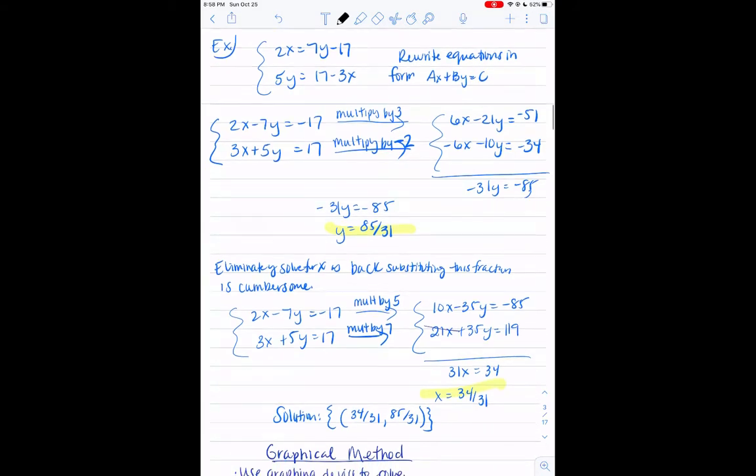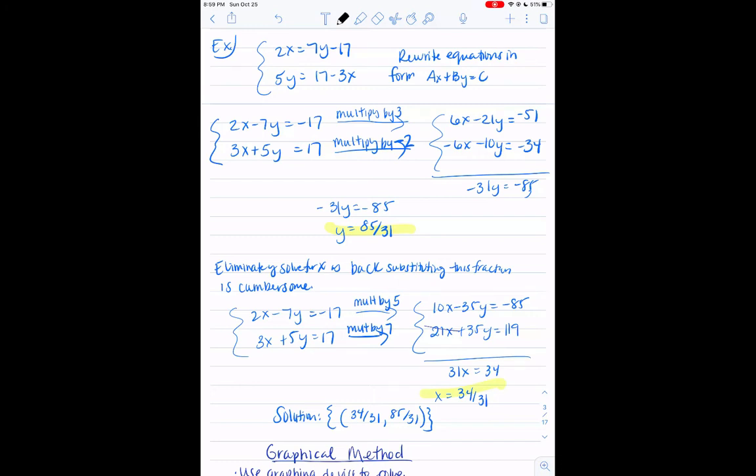So my next example, I have 2x equals 7y minus 17. Then I have 5y equals 17 minus 3x. I go ahead and write the equations in the form ax plus by equals c before solving, just so we have the correct variables on top of each other, and so the form is just nicer and easier to solve. We do that to set it up. So I just have 2x, I subtract 7y, so I get 2x minus 7y equals negative 17. And then I add 3x, so I get 3x plus 5y equals 17. And we have the correct variables on top of each other.